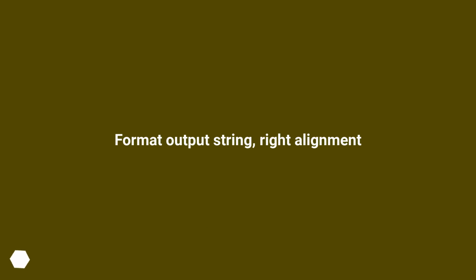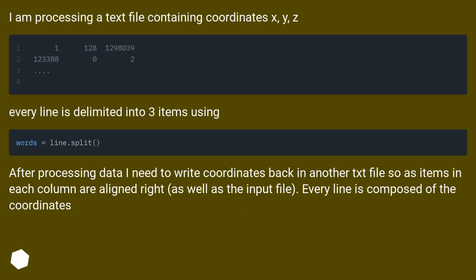Format output string, right alignment. I am processing a text file containing coordinates x, y, z. Every line is delimited into 3 items. After processing data, I need to write coordinates back in another text file so that items in each column are aligned right, as well as the input file. Every line is composed of the coordinates.